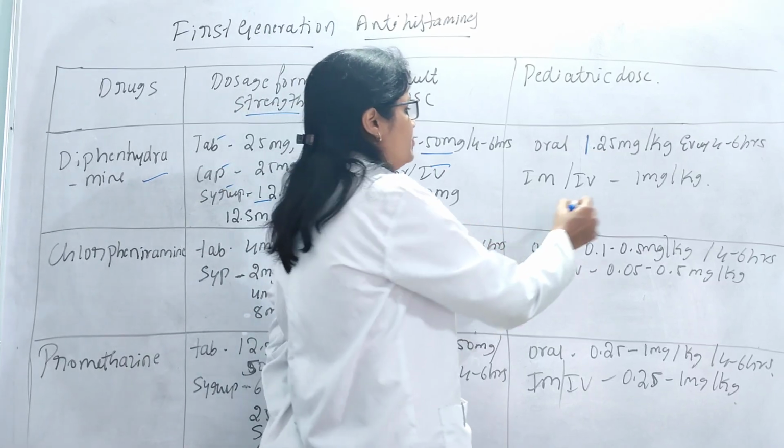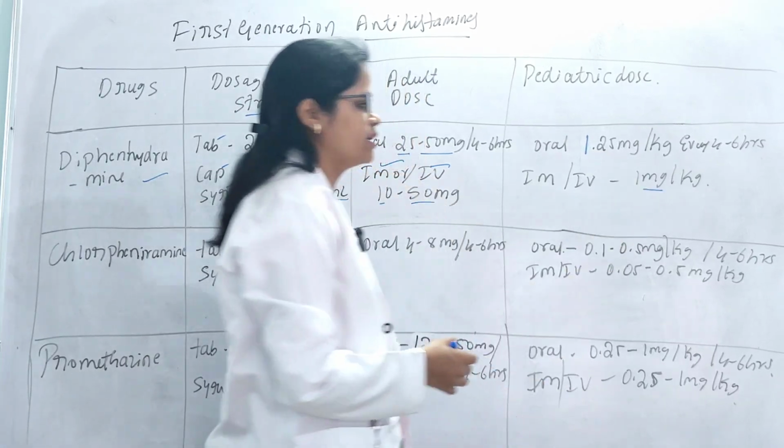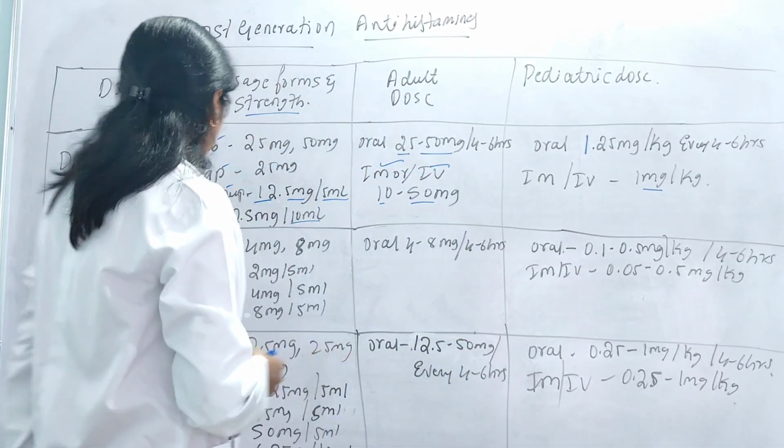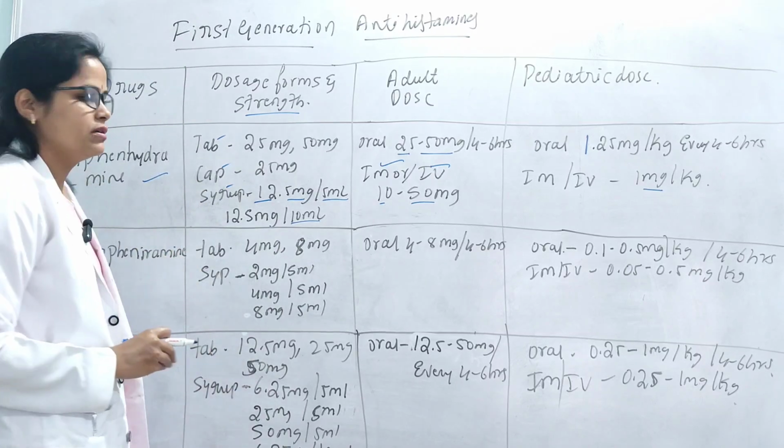And next IM or IV, it is administered 1 mg per kg body weight. And next we'll see about the chlorpheniramine.